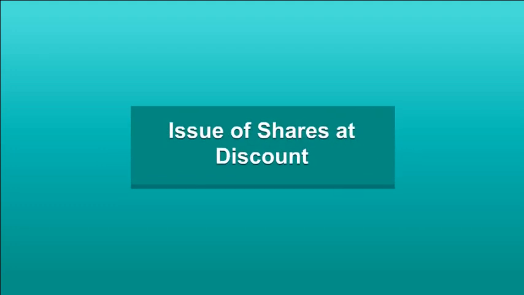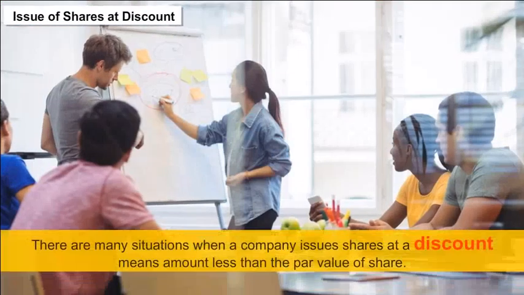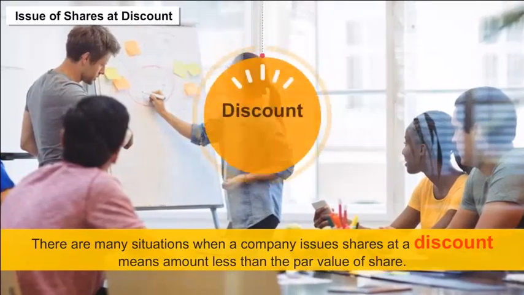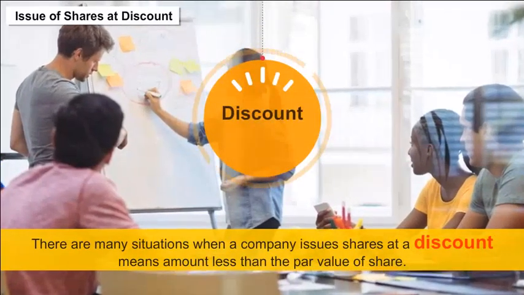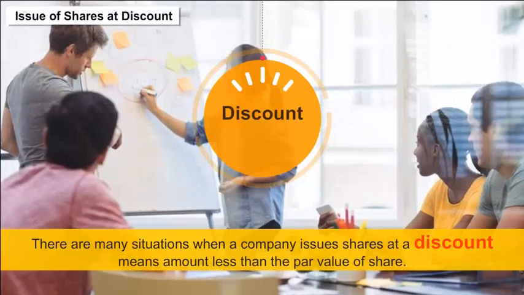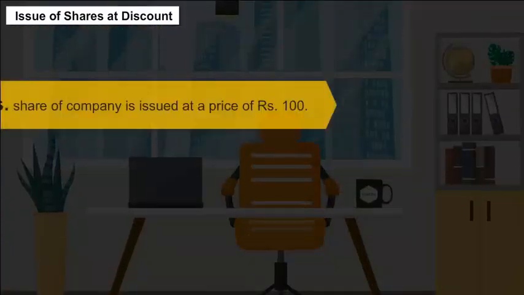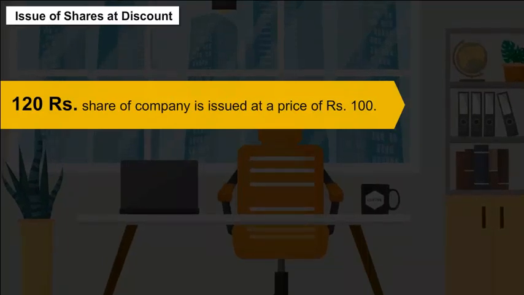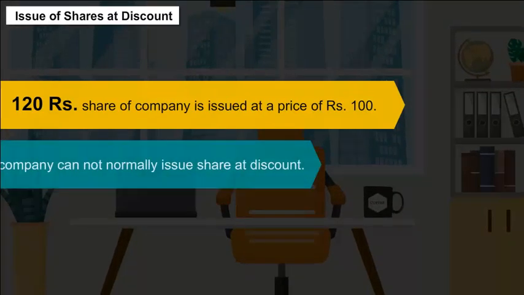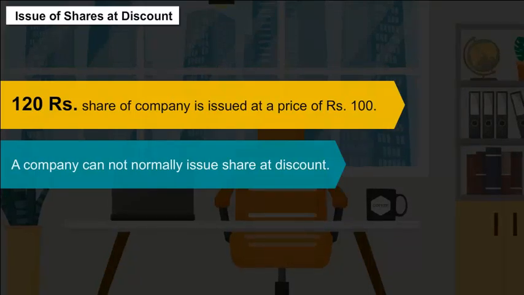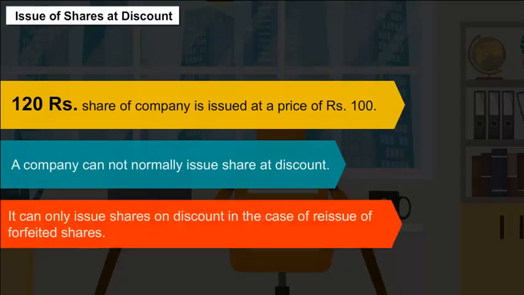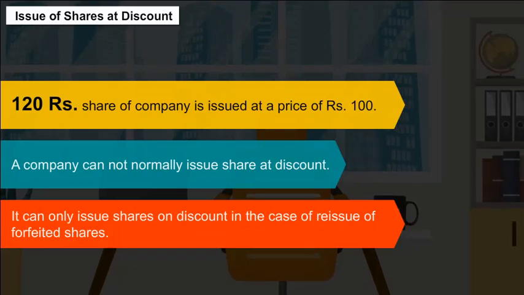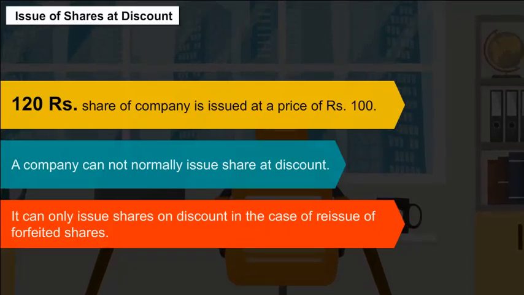Issue of shares at discount. There are many situations when a company issues shares at a discount, meaning at an amount less than the par value of the share. Suppose a 120 rupees share of a company is issued at a price of rupees 100. A company cannot normally issue shares at a discount. It can only issue shares at a discount in the case of reissue of forfeited shares.